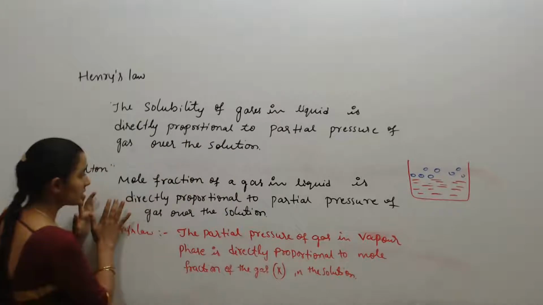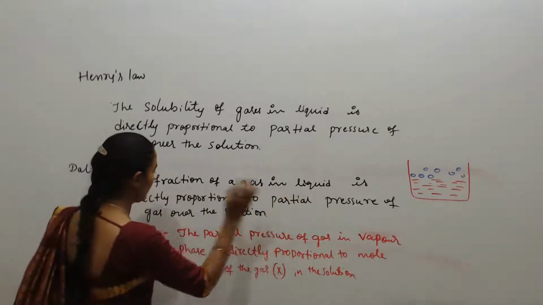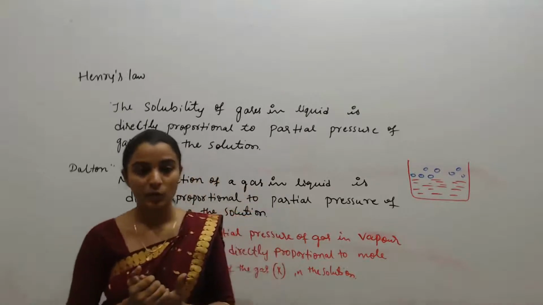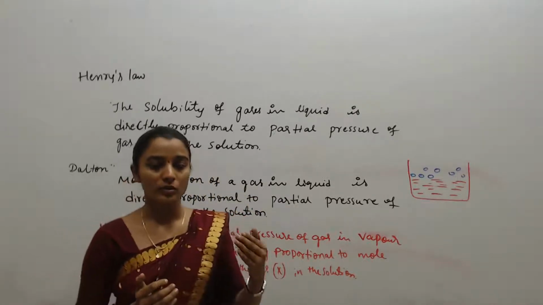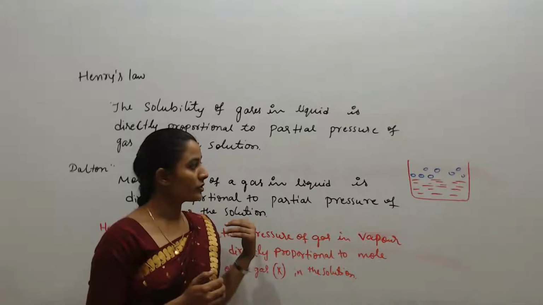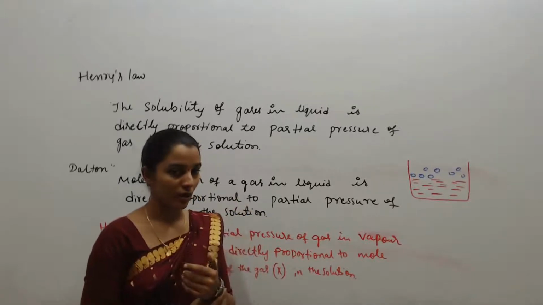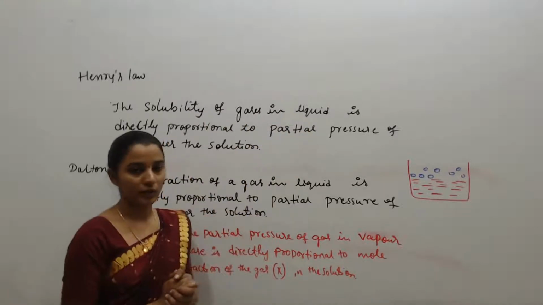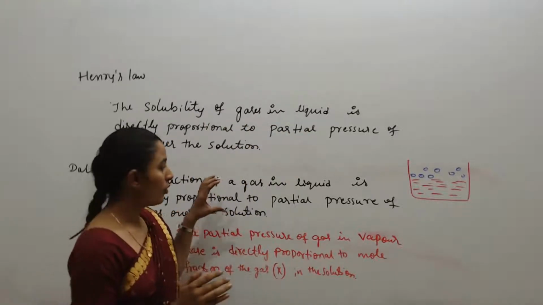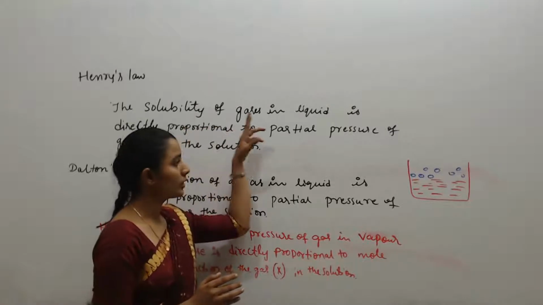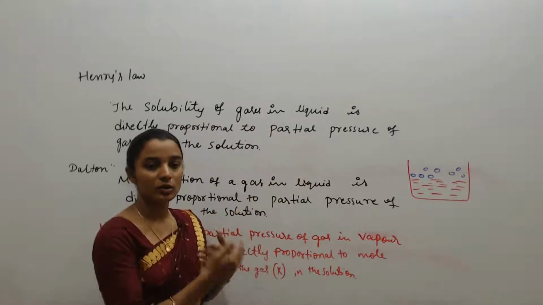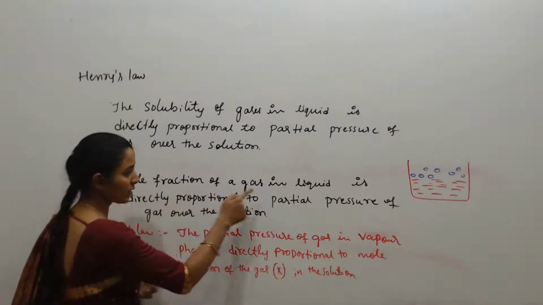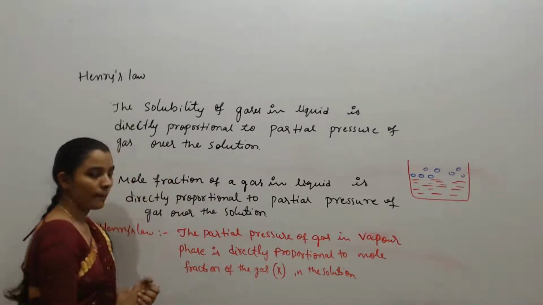So the second one is the mole fraction of a gas in liquid is directly proportional to partial pressure. Before class I explained what is mole fraction: the number of moles of a solute to the number of moles of the complete solution, solute plus solvent. Here only the solute is gas, and the solvent is a liquid. The solubility is nothing but how much gas is dissolved in the solution, that means mole fraction. So the mole fraction of the gas in the liquid is proportional to partial pressure.